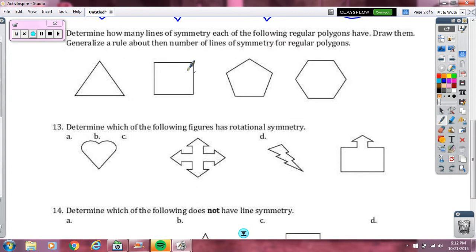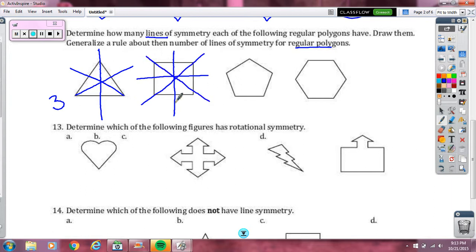Next one, I'm figuring out how many lines of symmetry each of the following has. And I'm going to draw the lines of symmetry and then give a rule about how the number of lines of symmetry relates to regular polygons. Regular polygons, remember, are the ones that have sides and angles that are all congruent. So with my triangle, I could divide it in half 1, 2, 3 ways, which is kind of cool because a triangle has 3 sides. A square has 1, 2, 3, 4 lines of symmetry. Again, kind of cool because it had 4 sides.